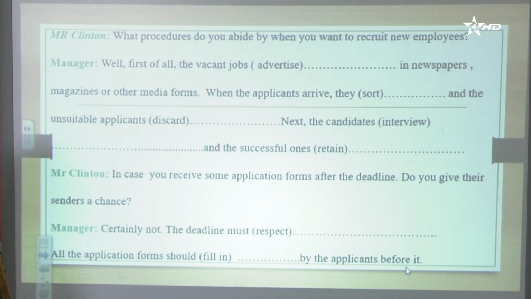In case you receive some application forms after the deadline, do you give the senders a chance? Certainly not. The deadline must, the verb is respect, and all the application forms should fill in by the applicants before it. Okay, here, what do we need? We need to put the verbs in the passive form.